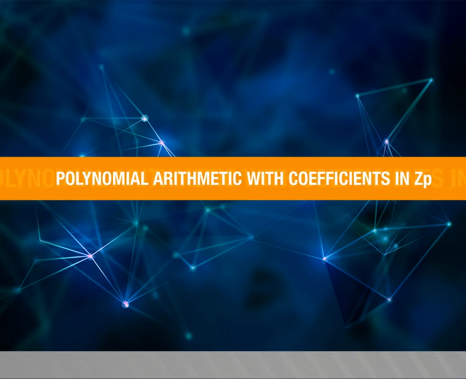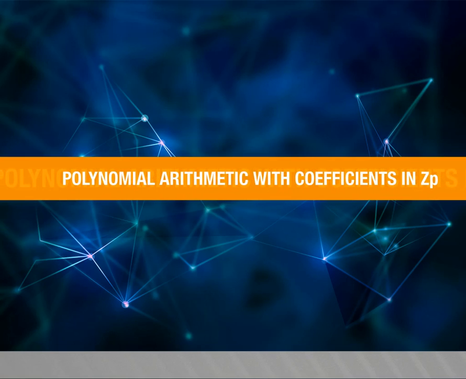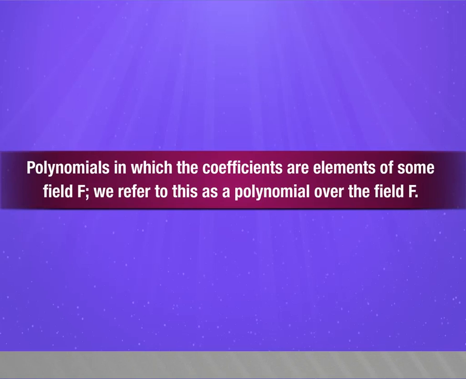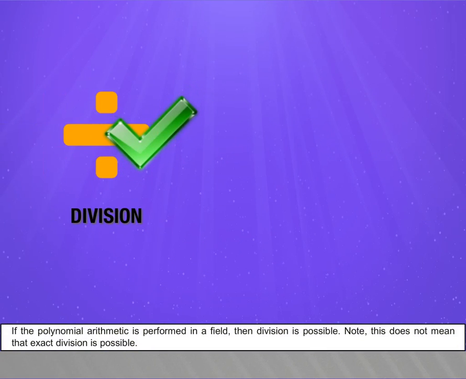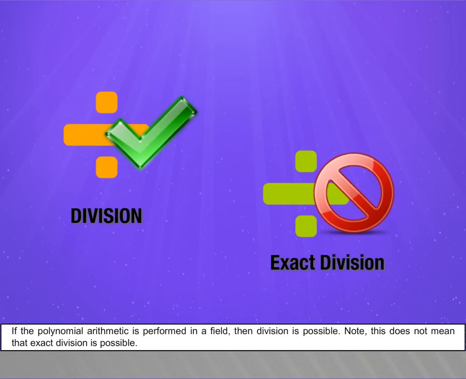Polynomial arithmetic with coefficients in Zp. In this video, we are going to see about polynomial arithmetic with coefficients in Zp. Polynomials in which the coefficients are elements of some field F, we refer to this as a polynomial over the field F. It is simple to illustrate that the set of such polynomials is a ring called a polynomial ring. If the polynomial arithmetic is performed in a field, then division is possible. Note this does not mean that exact division is possible.